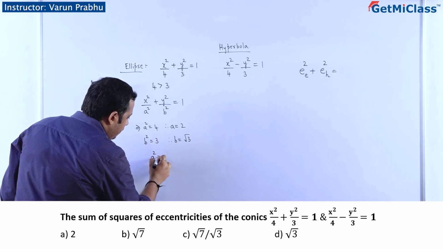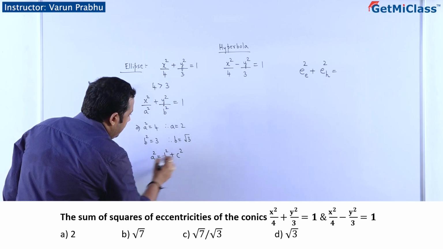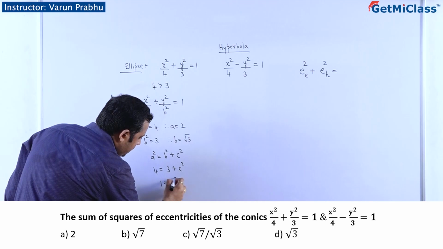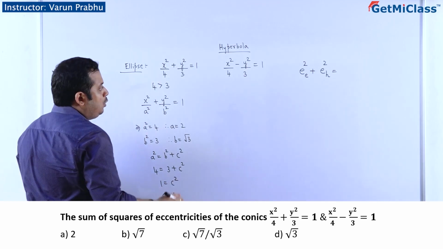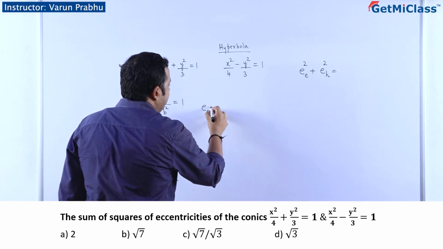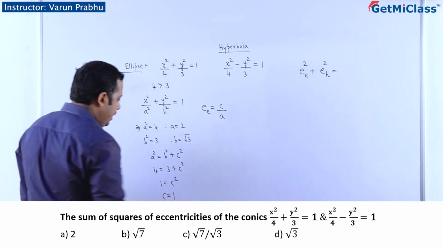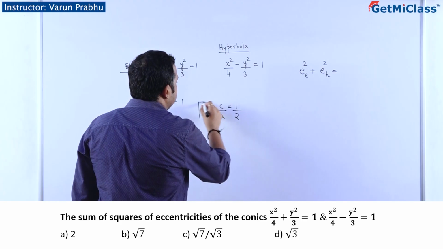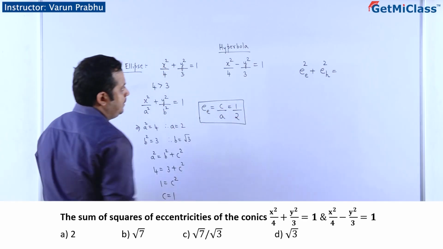A square is equal to b square plus c square. A square is 4, that is equal to 3 plus c square. So 1 is equal to c square, c is equal to 1. So the eccentricity of the ellipse is nothing but c divided by a. What is the value of c divided by a? 1 divided by 2. This is the eccentricity of the ellipse.